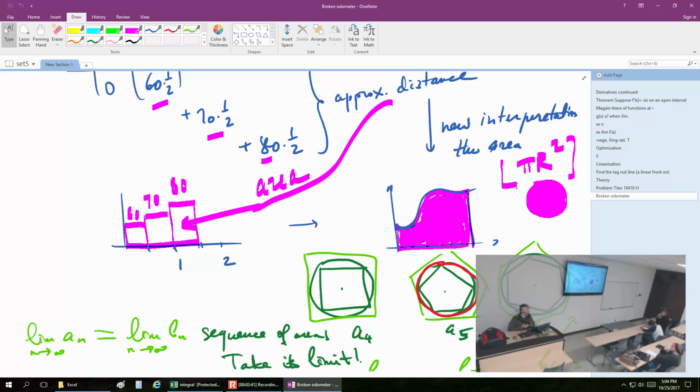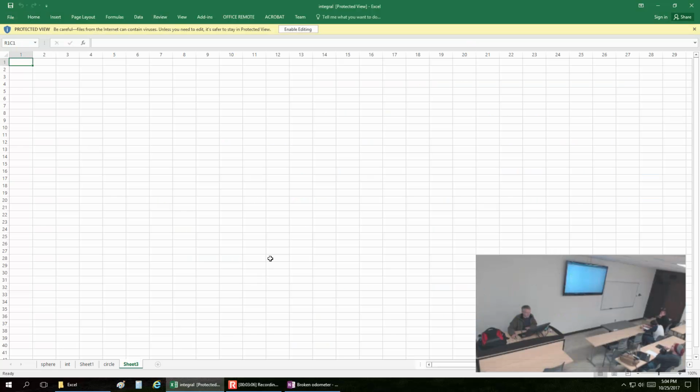The tangent lines are kind of easy. Instead of the tangent, you look at the secant line. It's similar here. If we want to approximate the area of the circle, that's the problem. The whole problem right now is how to approximate the area of the circle with nothing but Excel. So we're going to do it from scratch right now. So let's do it.